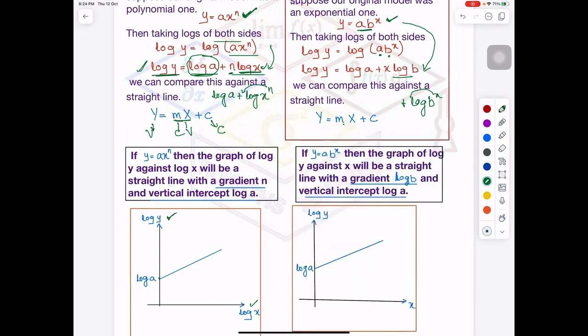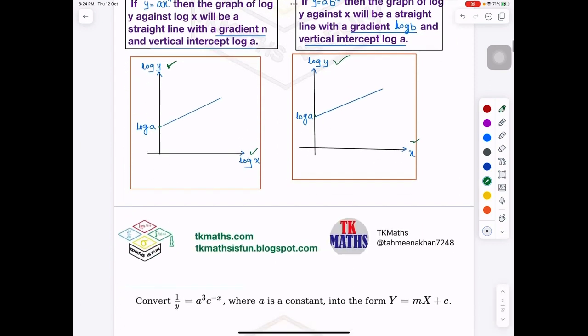Similarly, in this one, this is my y-axis, log y. This is my x-axis, just x. It is here. And this one is my intercept, so it is log y-intercept. So I will write here log a, sorry.